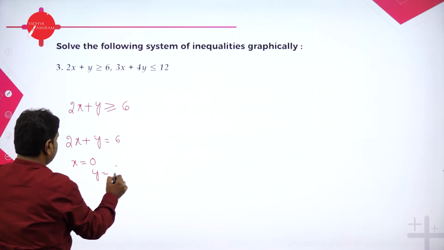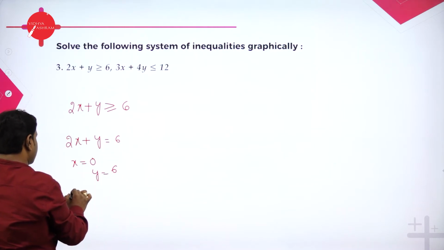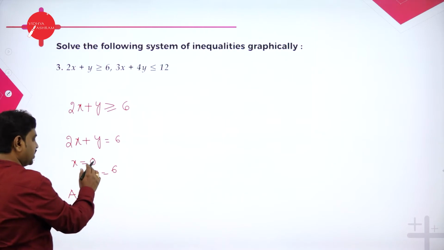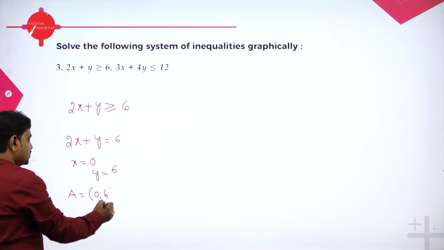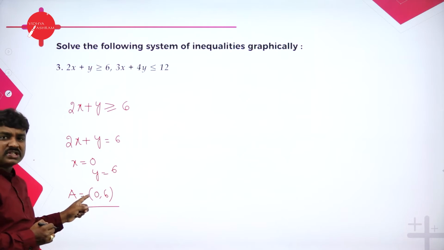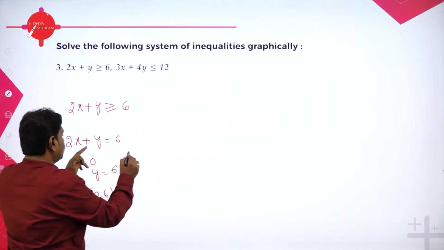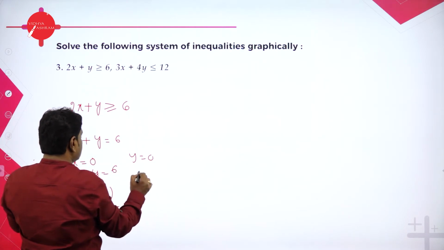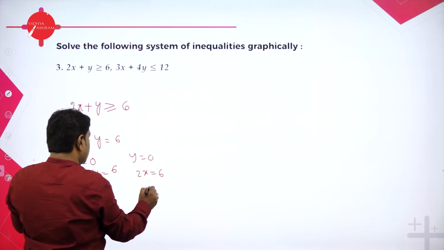Y becomes what? 6. If you put 0 in the place of x, y becomes 6. So we got 1 point. A point we always write as x comma y: 0 comma 6. 0 comma 6 means the x value is 0, so it's a point on the y axis. And put y 0. If you put y 0, this term is gone. So 2x is equal to 6 and x will become 3.